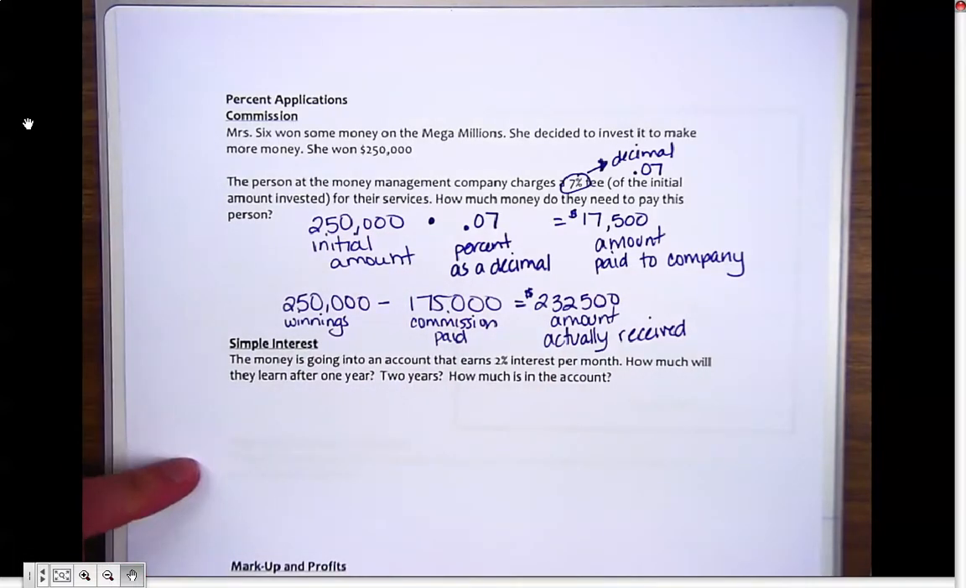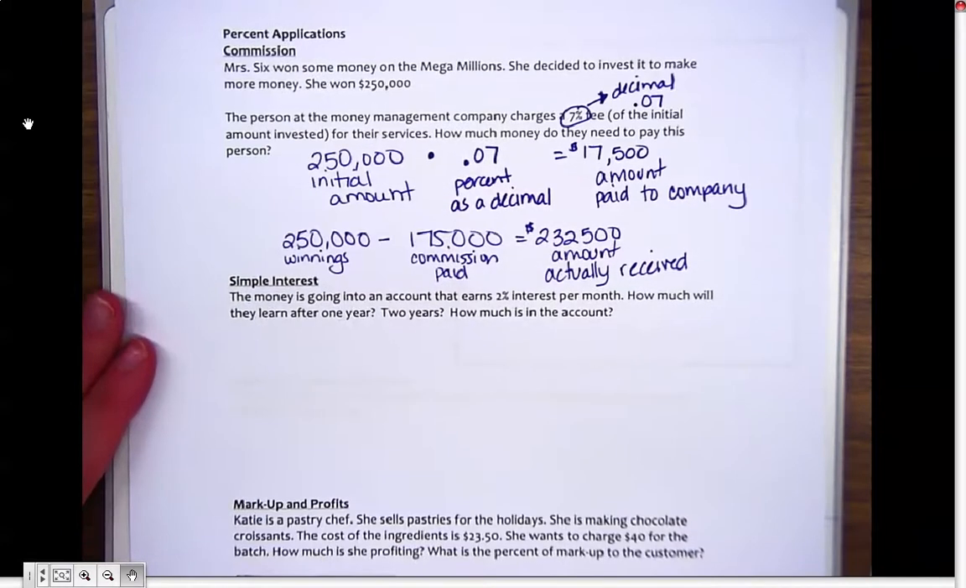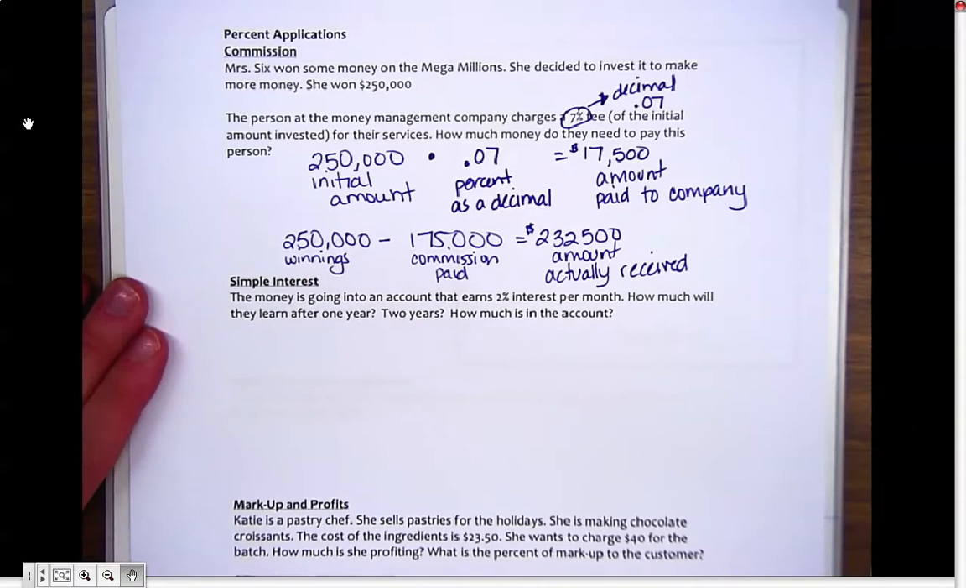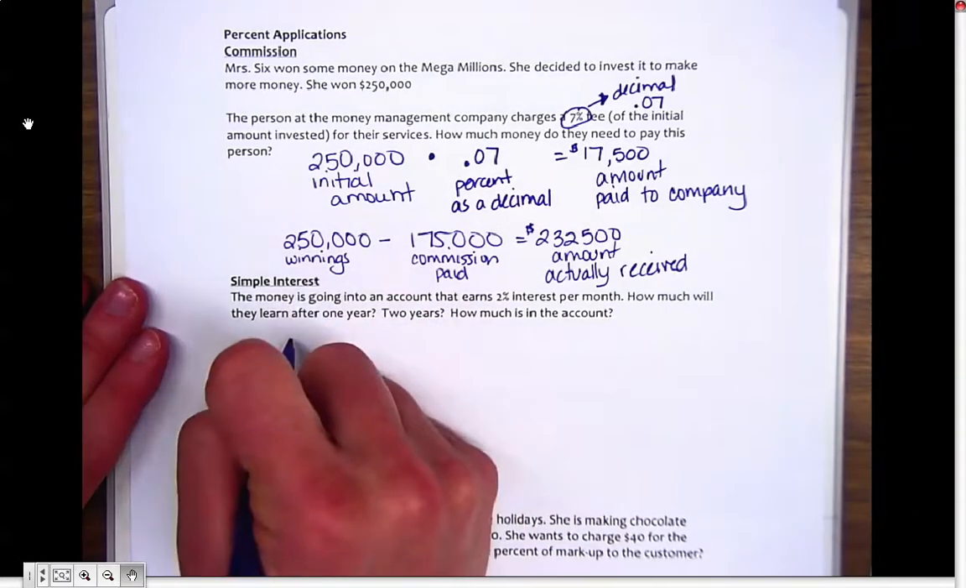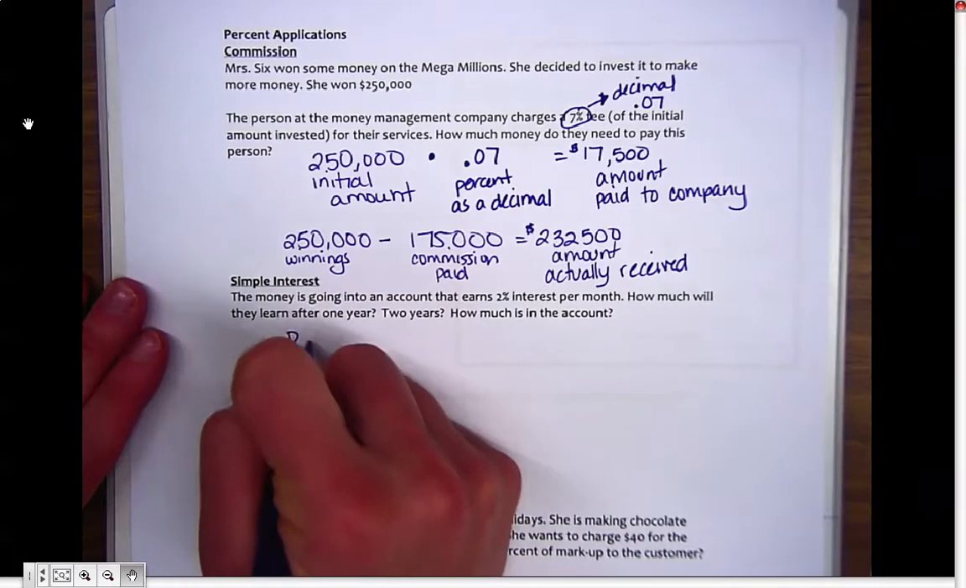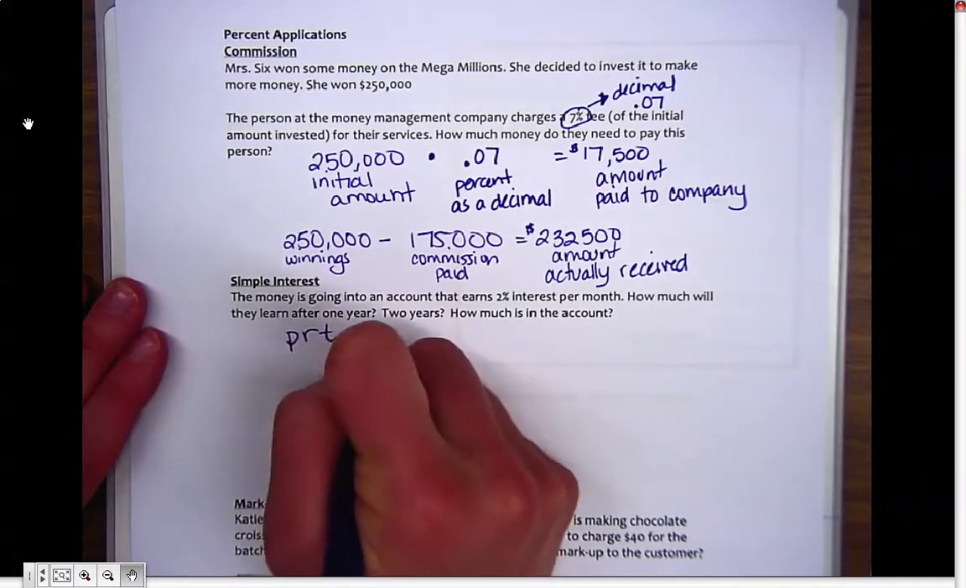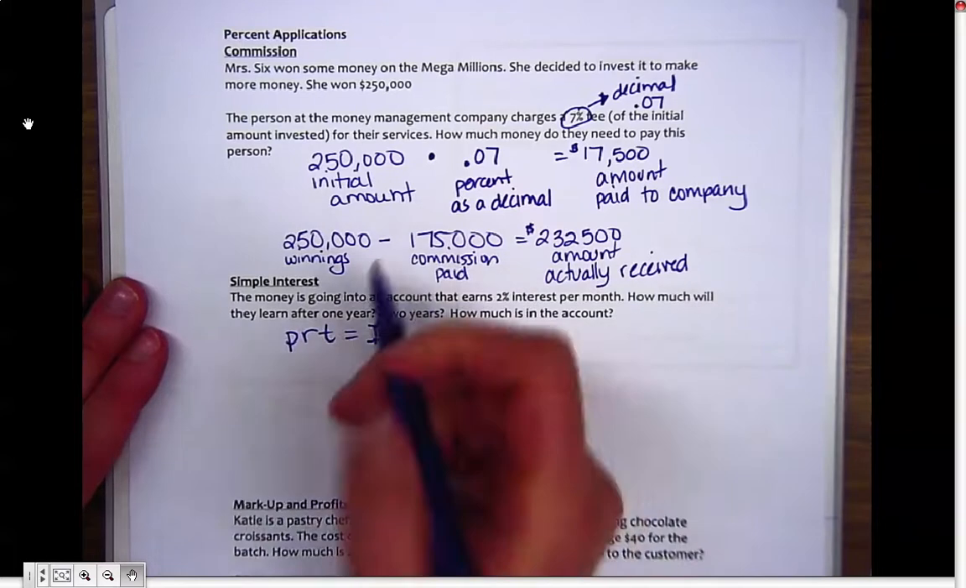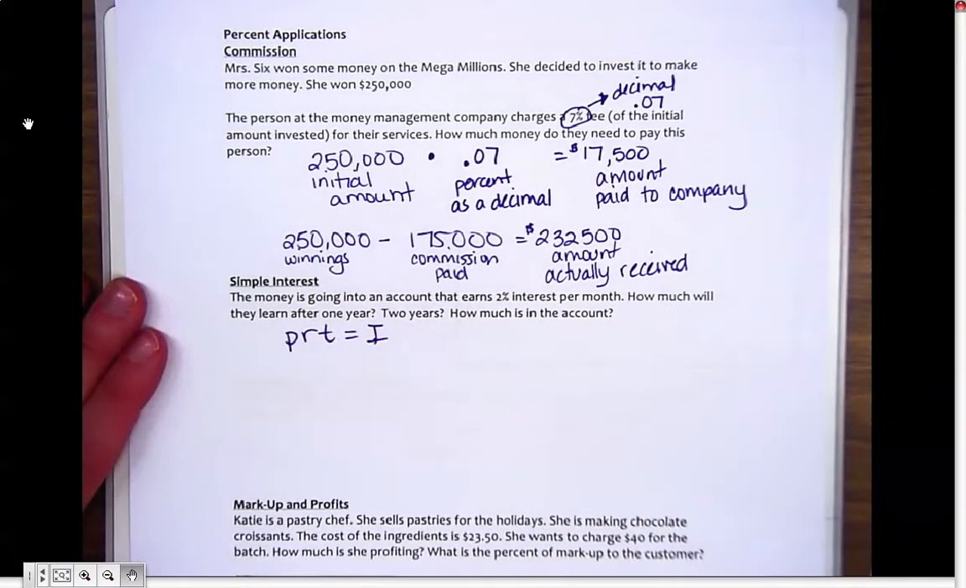Now we're going to take a look at simple interest. So the money that was won up here is going into an account that's going to earn 2% interest per month. We want to know how much this money will have earned in 1 year and 2 years, and how much then is in the account. So we can use the interest equation, and that says that principal times rate times time equals the amount of interest earned. So this is the shortened version of the equation.